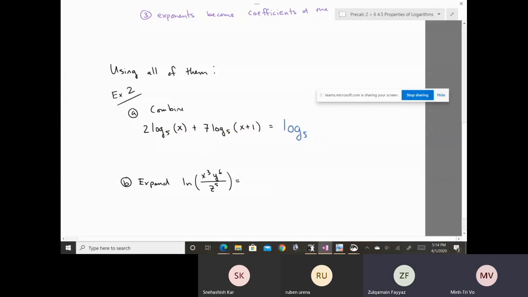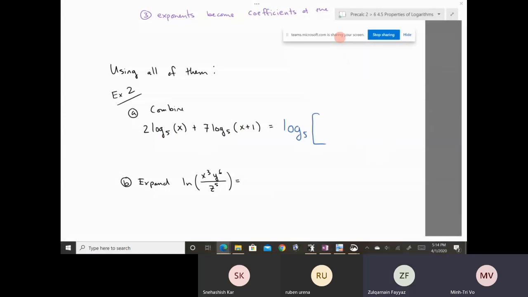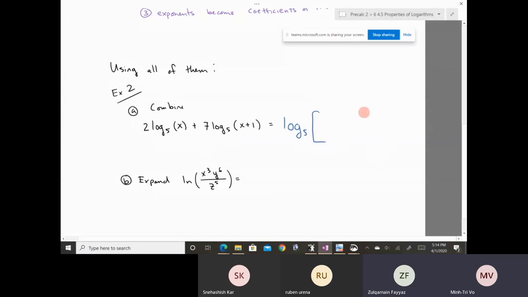So this is a single log, and I want to put everything. It's not writing. Okay. I think the battery is running low.